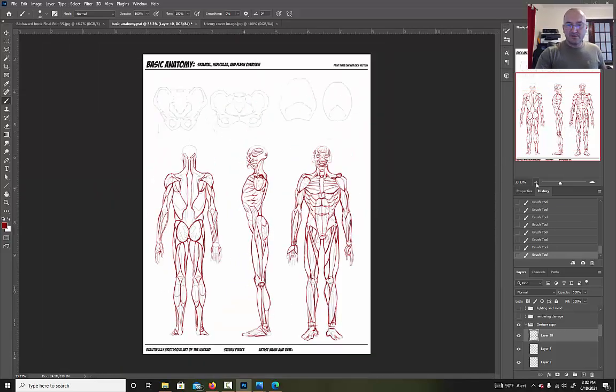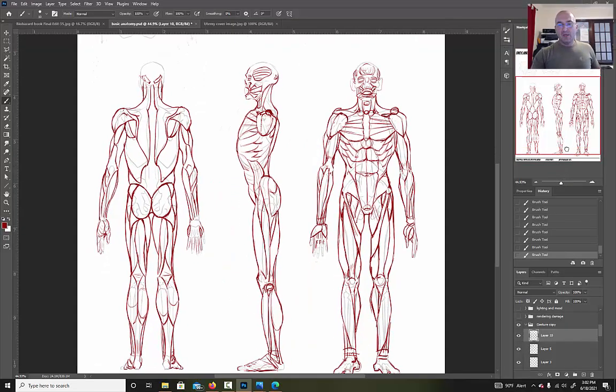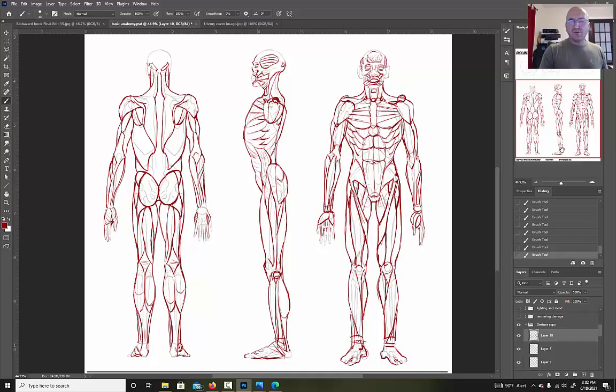So there we go. There's a quick overlay of the muscular system and what you should be looking for when you're drawing it. All right, I'll see you next when we put flesh on top.